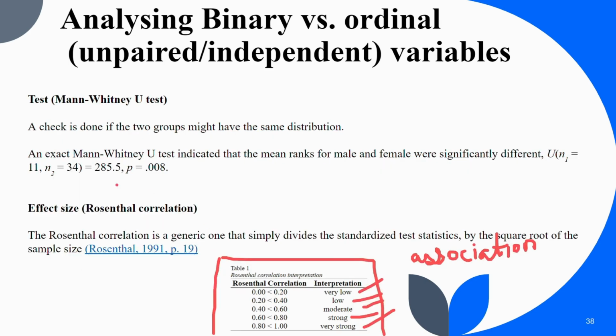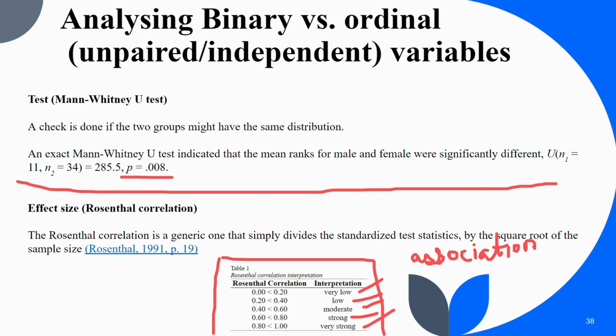Next we have to apply the Mann-Whitney test, which gives us a p-value, and here you can see the p-value is less than 0.05, and that is where the effect size comes into the picture. So that was it about binary versus ordinal hypothesis testing.